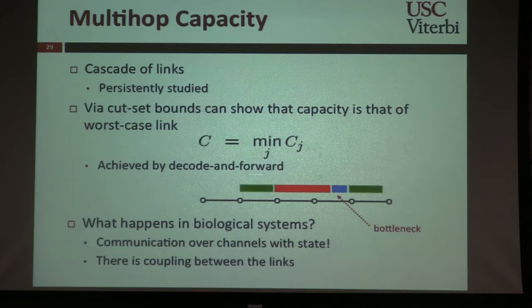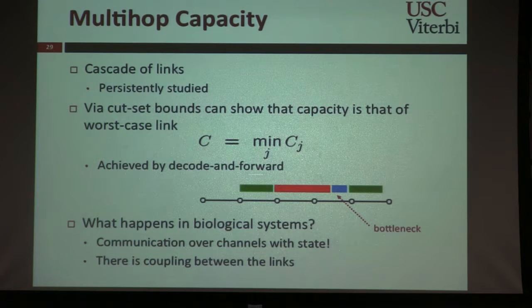So, all right, I'm going to tell you things that many of you are intimate with, which is to say, all right, people know what the capacity of a multi-hop link is, right? People have been studying this for years. And you can show via cut-set bounds that it's essentially the capacity of the worst-case link. Right? And you can show that decode and forward can achieve this.